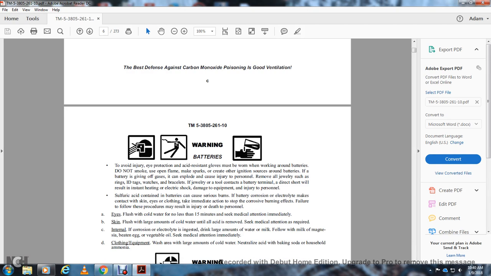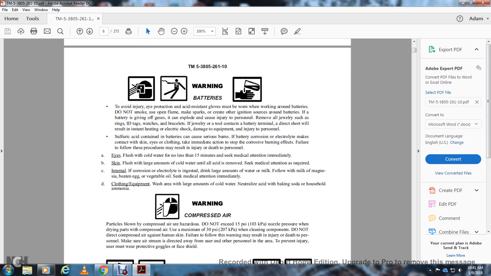Warning: batteries. To avoid injury, eye protection and acid-resistant gloves must be worn when working around batteries. Do not smoke, or allow open flame, sparks, or other ignition sources around the battery. If the battery is giving off gas, it can explode and cause injury to personnel. Remove all jewelry, such as earrings, ID tags, watches, and bracelets, that could contact the battery terminals. A direct short will result in heating, electrical shock, damage to equipment, and injury to personnel. Sulfuric acid in batteries may cause serious burns. Corrosive electrolyte that makes contact with skin, eyes, or clothing requires immediate action to stop the corrosive burning effects. Failure to follow the procedure may result in injury or death to personnel.